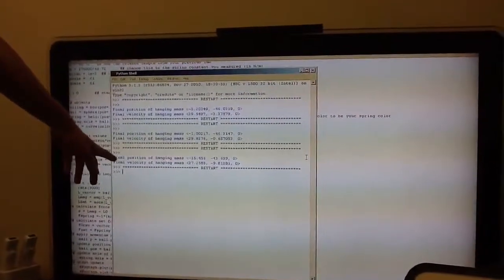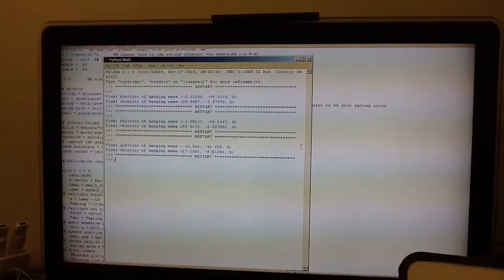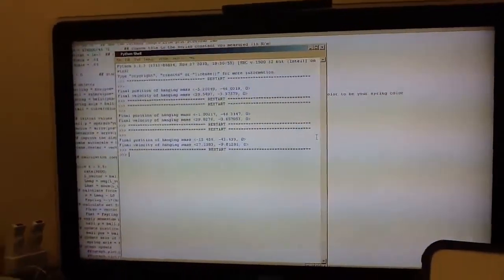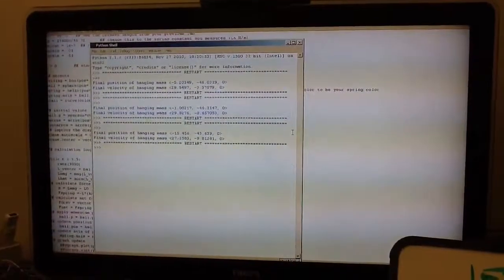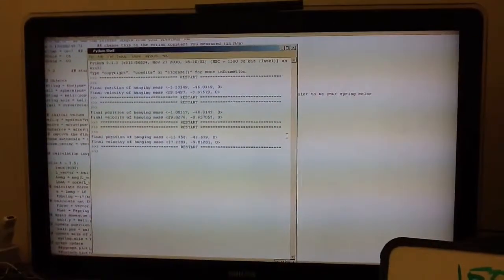Then for 30 degrees from the bottom, we found the position to be 43.69 meters, and then the final velocity to be 27.25 meters per second, which is as well the same as what we got.